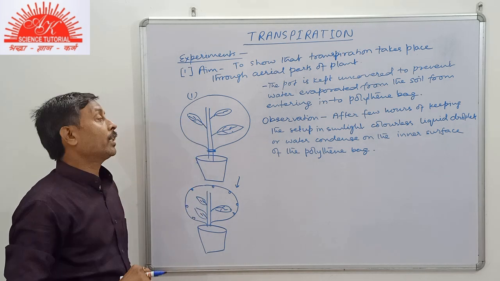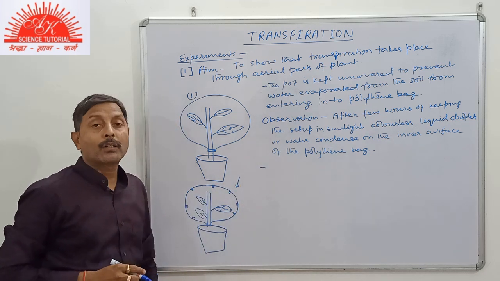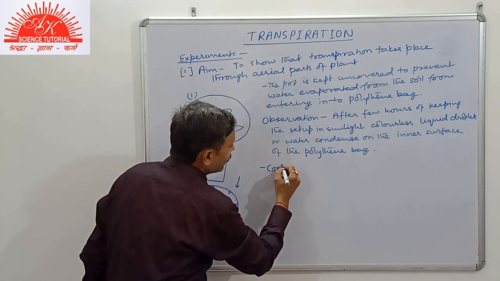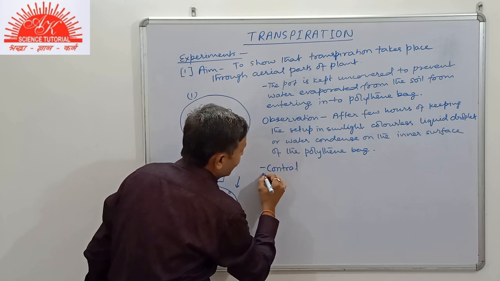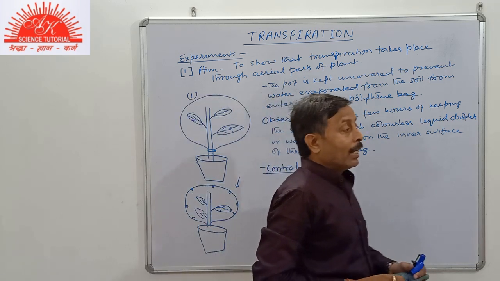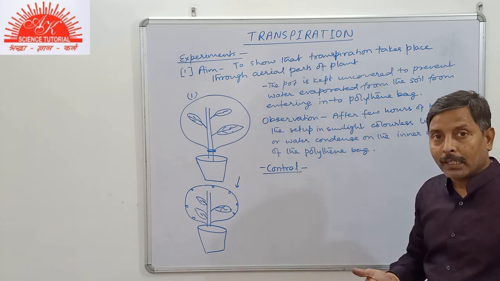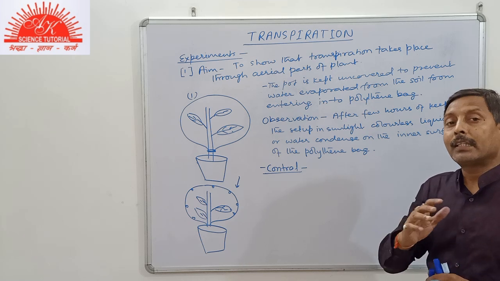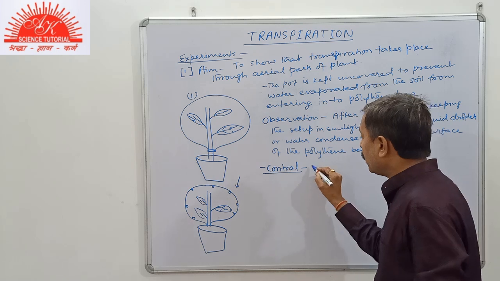Now the next question is asked related to the experiment about the control setup. What is control? As in the previous chapter we have studied about the control experiment. In a control experiment, the result has to be compared, to see that if there is the absence of any one factor, then the process will not proceed. So what will be the control?